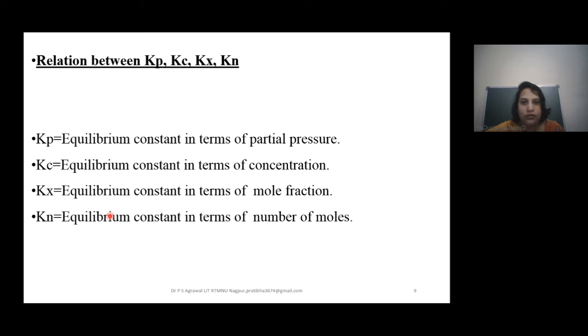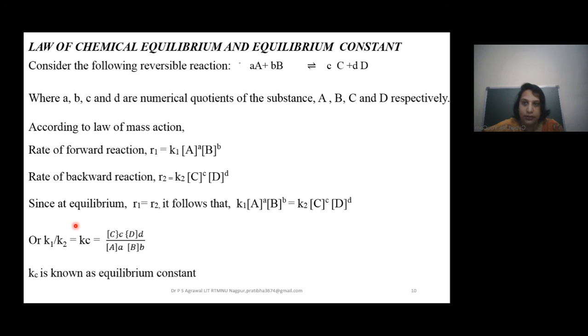What is this Kp? We have just seen equilibrium constant. In terms of partial pressure, we call it Kp. If it is in terms of concentration, we call it Kc. When it is in terms of mole fraction, we call it Kx. And if it is in terms of moles, we call it Kn.